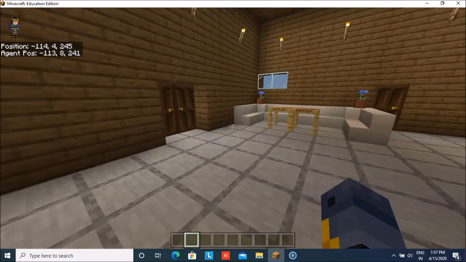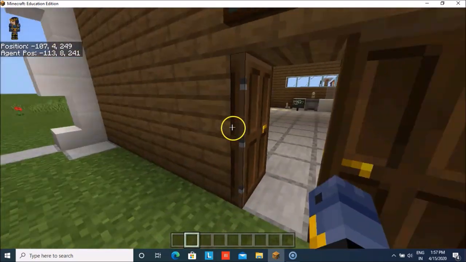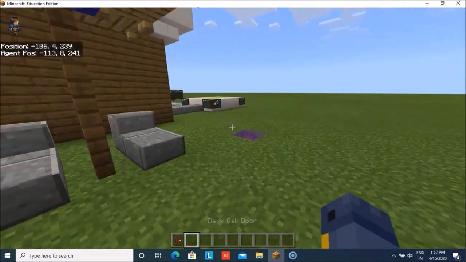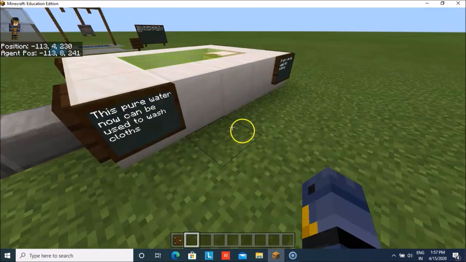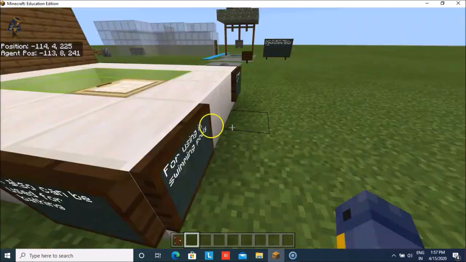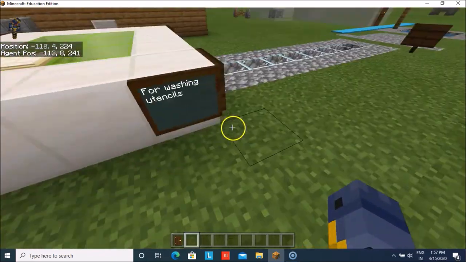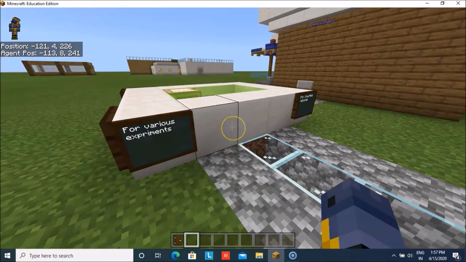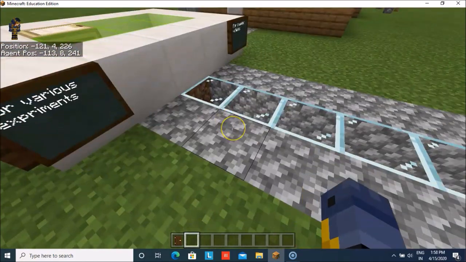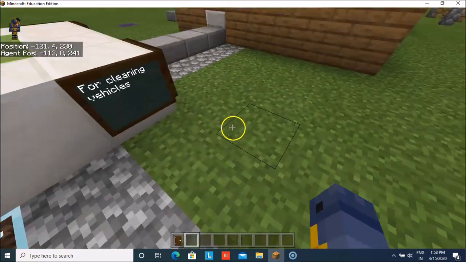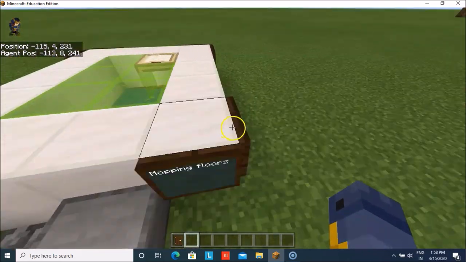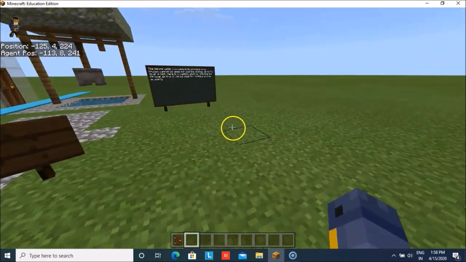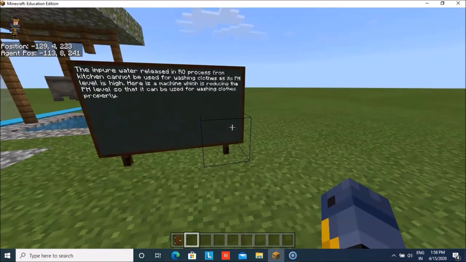Now, let me tell you how you can reuse this waste water. This pure water can now be used to wash clothes, for bathing, in swimming pools, washing utensils, and various experiments, as children love experiments, for cleaning the vehicles, watering the plants, and even mopping the floors.